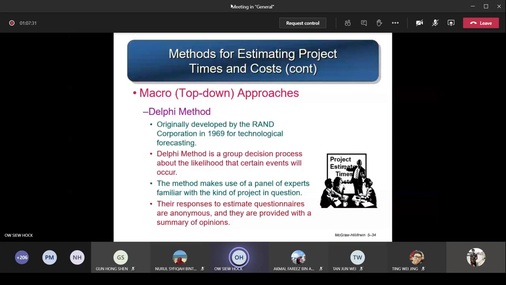The responses to estimate questions are anonymous, and they are provided with a summary of opinions. They are given a set of values about the project, and then a questionnaire is sent out asking them to fill in what the cost for this project should be. They do not know each other and don't see each other. A coordinator sends out the questionnaire to all the managerial level people involved in this Delphi method: just give me the rough estimation, and then this person will compile.